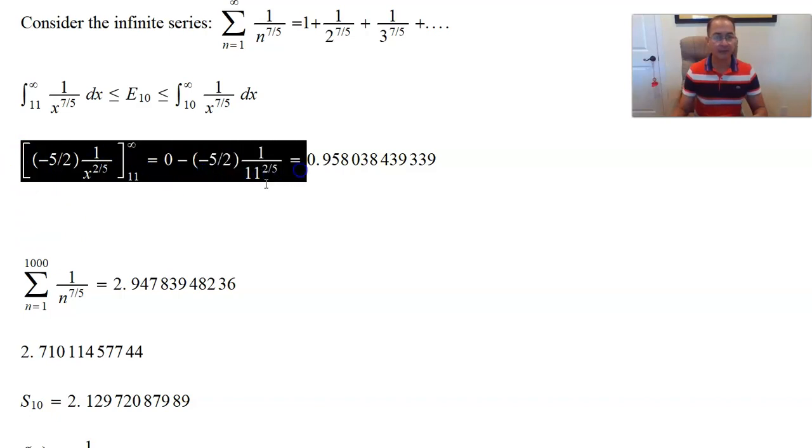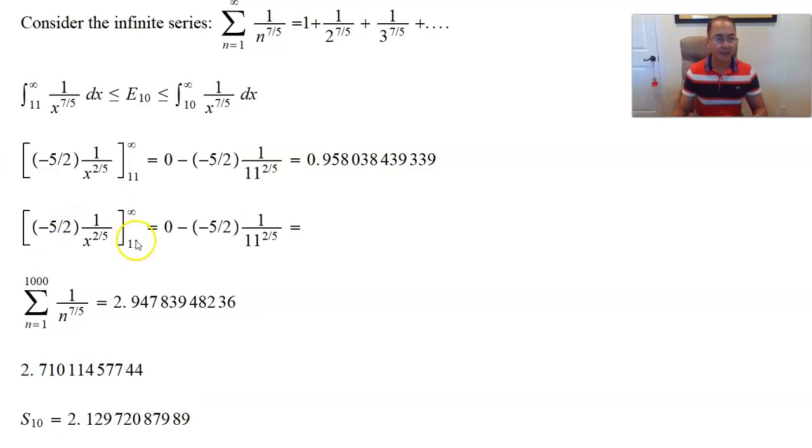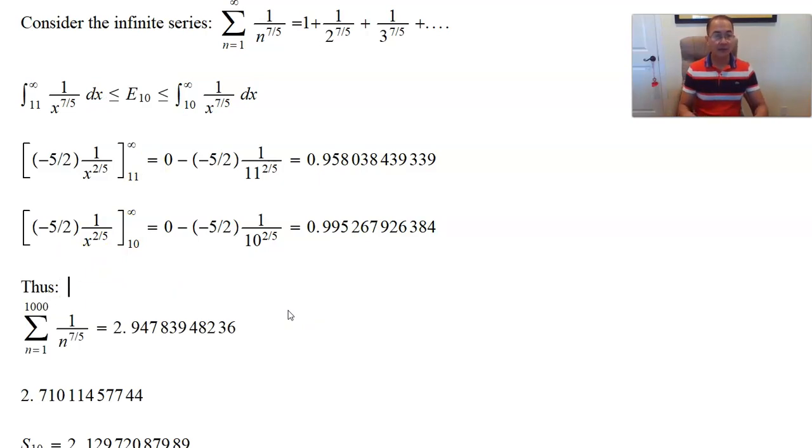I will recycle up here. If we replace 11 with 10, then this will become 10 to the 2/5. All right. Maple, do your thing. And we get 0.995. Ah, that's almost 1. Okay, so this tells us that E10 is between those two numbers.